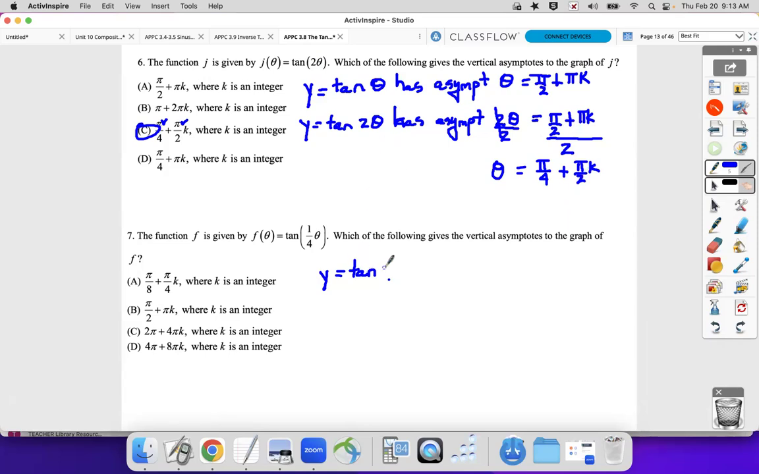And so just real quickly on this one, we're going to say the tangent of 1/4 theta has an asymptote where 1/4 theta equals pi halves plus pi k, the original, but now we have to multiply both sides by 4. So times 4 here and times 4 here. You can see the 4's cancel, and we go back to theta, because what we're looking for is the theta angle. And 1/2 times 4 is 2, and pi k times 4 is 4 pi k. And you can see that's here.